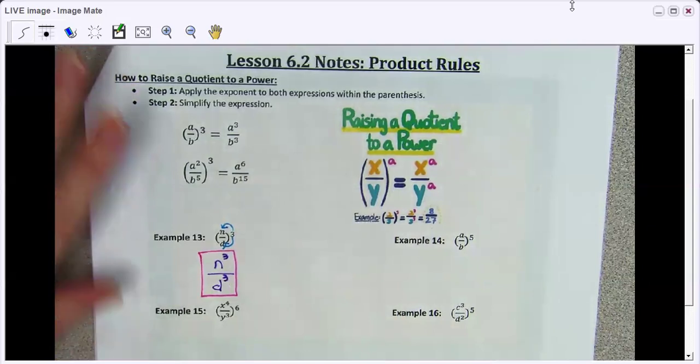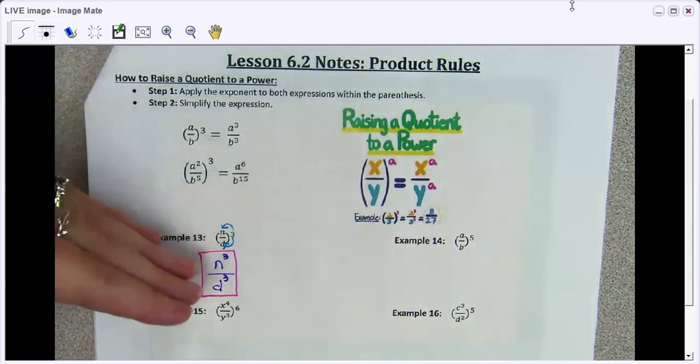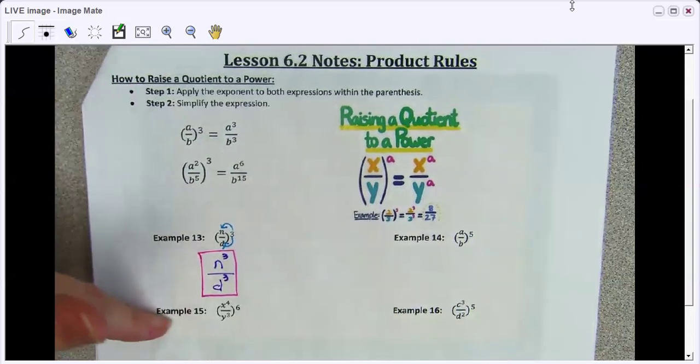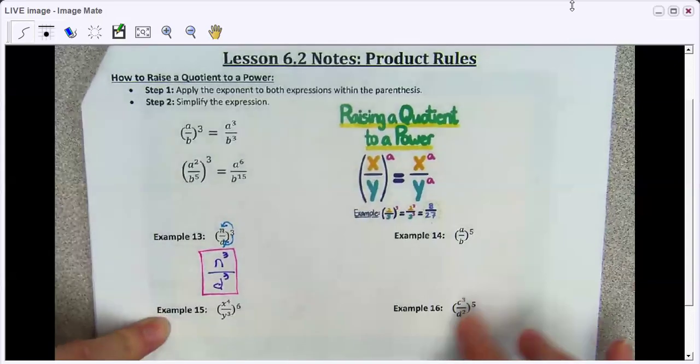Okay. I am going to do 15, and then I'll have you do 14 and 16 on your own.